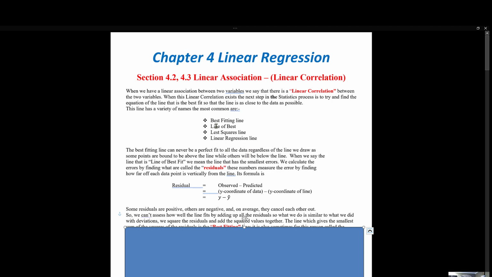If you look at a textbook, there are a number of different names that they give to this, the best fitting straight line through a set of points. It can be called the best fitting line, the line of best fit, a least squares line, but the name linear regression line is the best one.